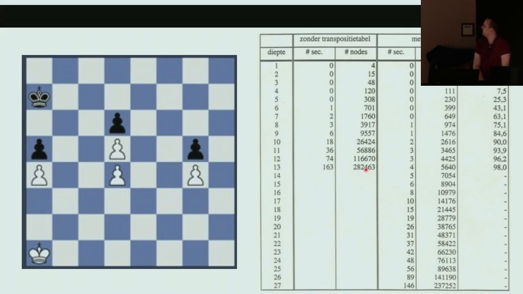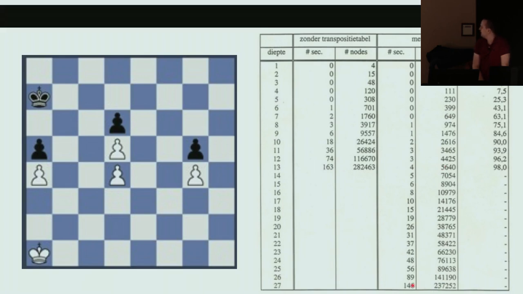Without a transposition table, we searched 282,000 nodes, and we got to depth 13 in 163 seconds. But with a transposition table, we did that same search in 4 seconds, and we only searched 5,000 nodes, right?